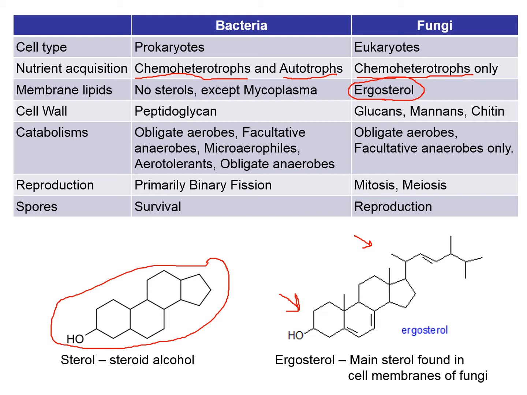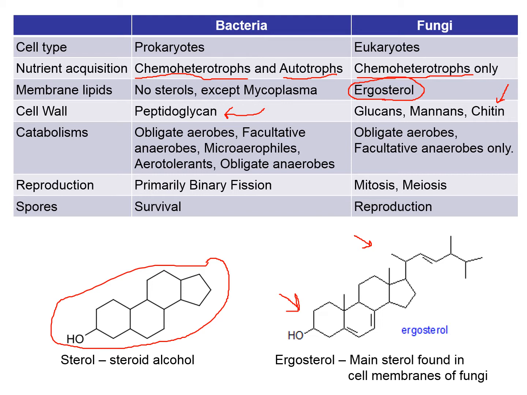Another important difference between your bacteria and your fungi is the cell wall. So your bacteria, remember, have a cell wall that's made up of peptidoglycan. Well, fungal cell walls aren't made of peptidoglycan. They're made up of sugars called glucans and mannans, and they're made up of chitin. You've probably heard of chitin before. It's the same stuff that insect exoskeletons are made of, and shellfish shells are also made up of chitin.